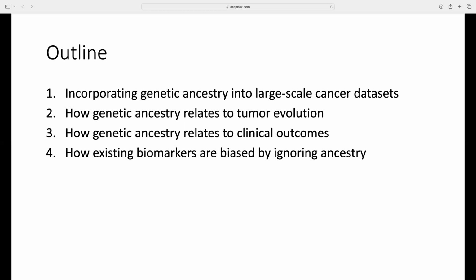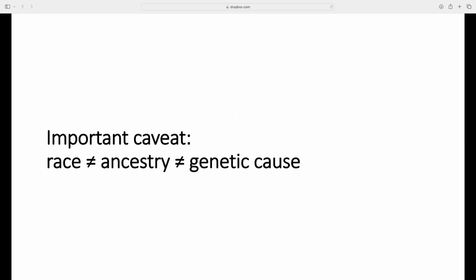Okay, so with that in mind, I've been using the term genetic ancestry a lot, but it's important to get the definitions and the concepts down first. An important caveat that I want to make is that there are distinct concepts of race and ethnicity, which is a social construct, genetic ancestry, which is a relative genetic measurement, and genetic causes, which are often correlated but not necessarily a function of genetic ancestry.